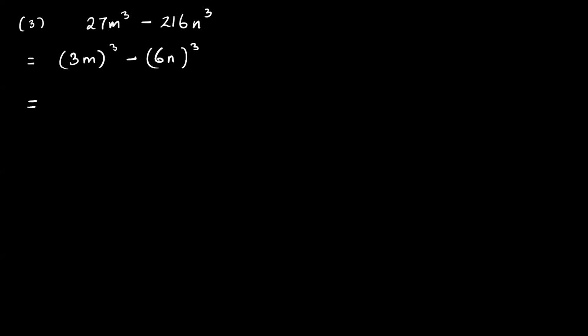So now tell me, what is in place of a in this sum? 3m cube. No, no, see, a cube plus b cube is the formula, or a cube minus b cube. So when I ask you what is in place of a, you should not tell me cube, you should just tell me what is this much part. Here, what is in place of a? 3m. And what is in place of b? 6n. Very good.